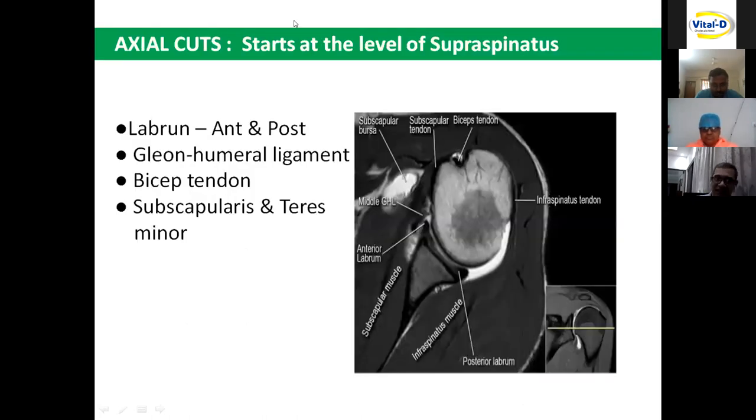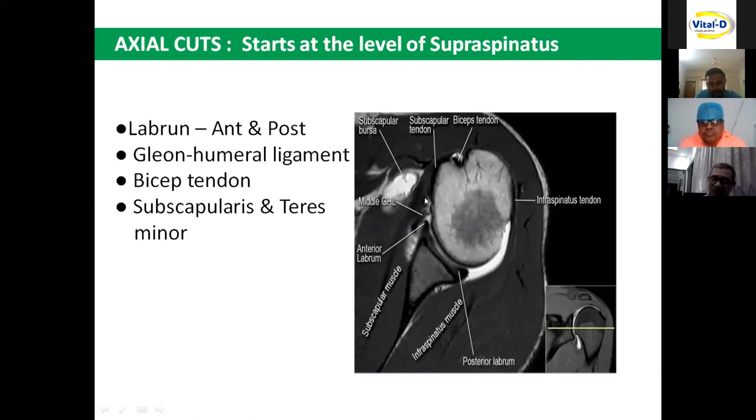And axial cut. Always remember this view. This is the axial cut. From the axial cut, we can see anterior, posterior, labrum, glenohumeral ligaments, biceps tendon, and subscapularis, teres minor. And in this cut, this is the humeral head, and this is the glenoid. Always remember, this one is the suprascapular notch, and it is always posterior. So this is anterior, and this is posterior.